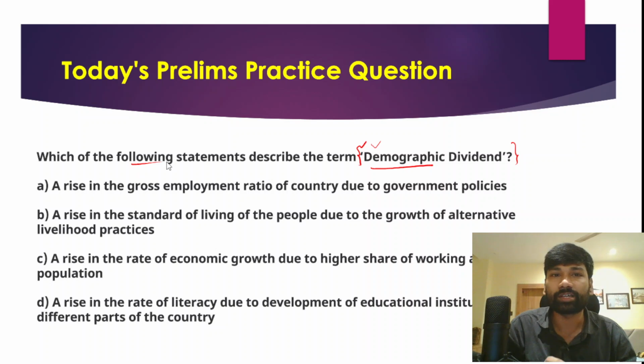The question is, which of the following statements describes the term demographic dividend correctly? There are four options. Option A, a rise in the gross employment ratio of a country due to government policies. Option B, a rise in the standard of living of the people due to the growth of alternative livelihood practices. Option C, a rise in the rate of economic growth due to a higher share of working age population in the total population. And option D, a rise in the rate of literacy due to development of educational institutions in different parts of the country. This demographic dividend question is very, very important, and if you correctly understand the concept, you can accurately answer it.